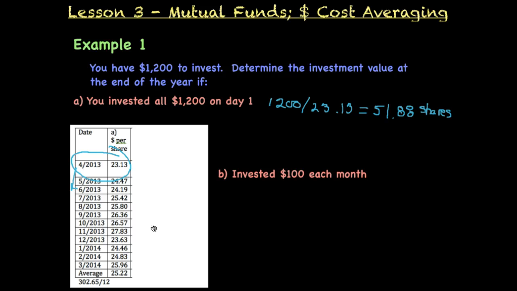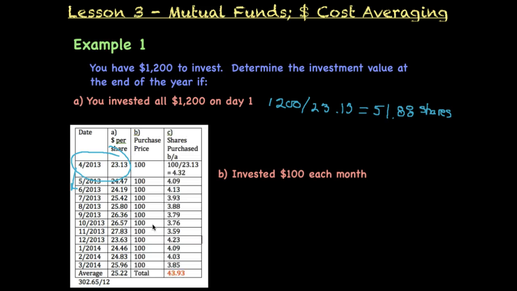So what I did is I set up a table in Word and I put my purchase price here, $100. And then I calculated my shares purchased. The way I did that is I took my purchase price and divided it by the cost per share to get the number of shares that I purchased each month. An easy way to do this would be to set up a table in Excel, create a formula, and then fill that formula down. It would hardly take any amount of time. Then I added up all my shares to get my total shares down here of 43.93.